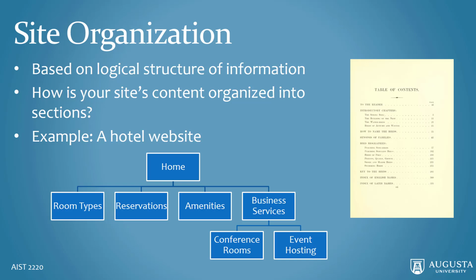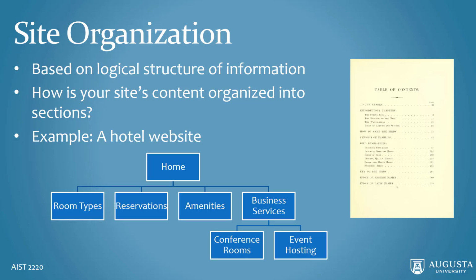We begin by asking ourselves, how is the information on the site broken down into sections and subsections? For example, imagine we are designing a hotel website. At the top level, we have the home page. The home page acts as the central hub. From there, we branch out to key categories like room types, reservations, amenities, and business services.